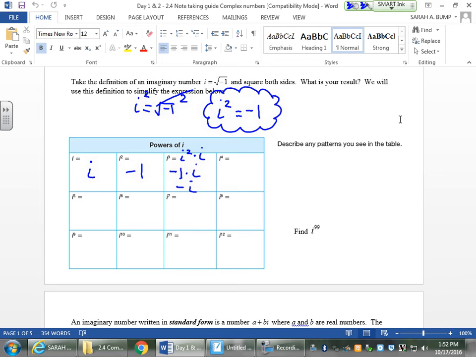I to the fourth, I could either write as i cubed times i, or I could also write it as i squared times another i squared. And i squared is -1 times another -1, which is +1. So i to the fourth power is +1. I could keep working through this same process. So i to the fifth, I could write as i to the fourth times i, which would be 1 times i, which is still i.